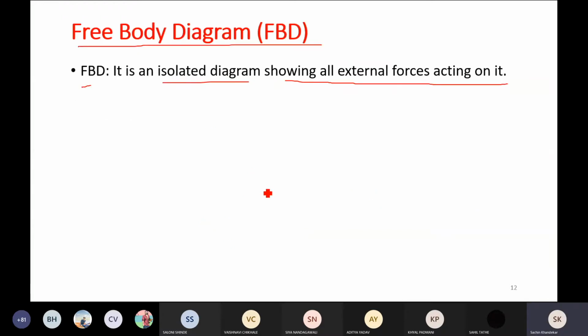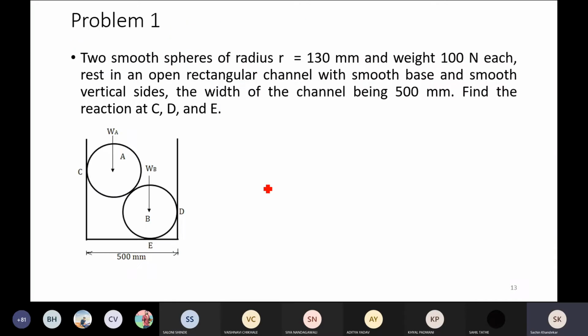So in this particular unit, we are going to discuss in detail how to draw the free body diagram step by step, right? So before that, I will take one simple problem to understand how to draw the free body diagram. Through this problem, I will explain how to draw it. So let us discuss problem number 1 as far as this unit number 3 is concerned. Just go through this problem.